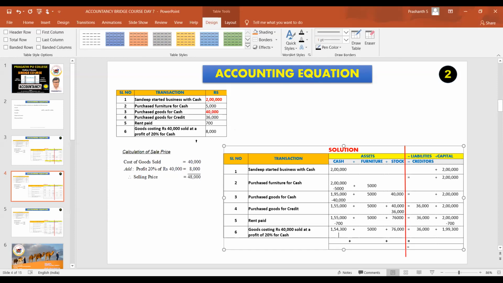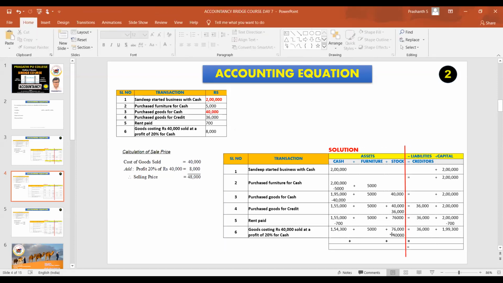We are selling goods costing 40,000. So total stock is 40. First we come here and we have to put minus 40,000. Clear? How did you get minus 40,000 here? Because we are selling the goods at 40,000. That means in the stock, 40,000 rupees is gone.